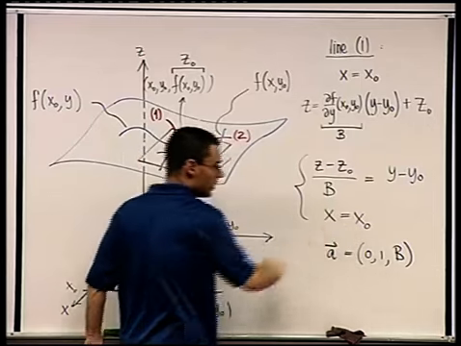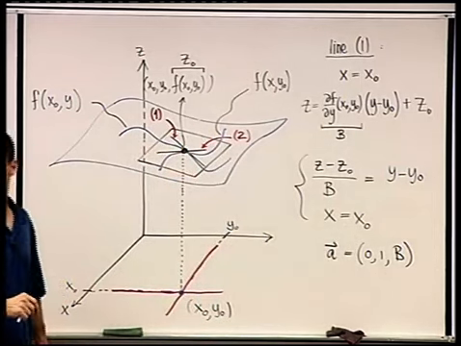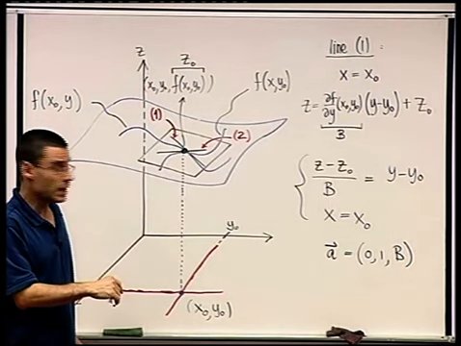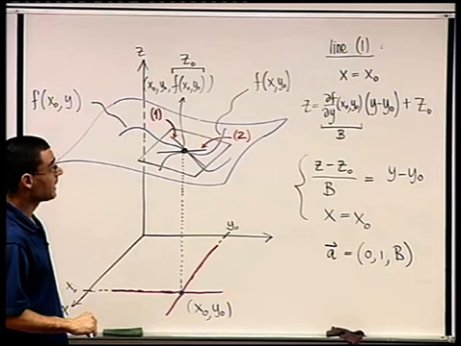Because this indicates that there was a 0 there. That's why x equals x0. Okay, everybody remember what I'm talking about? So that's the direction vector of that line.